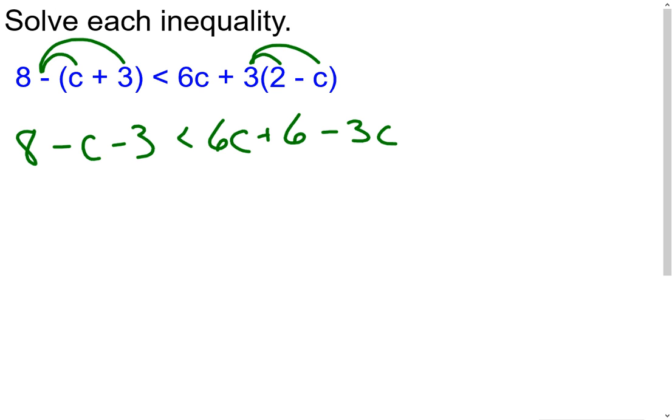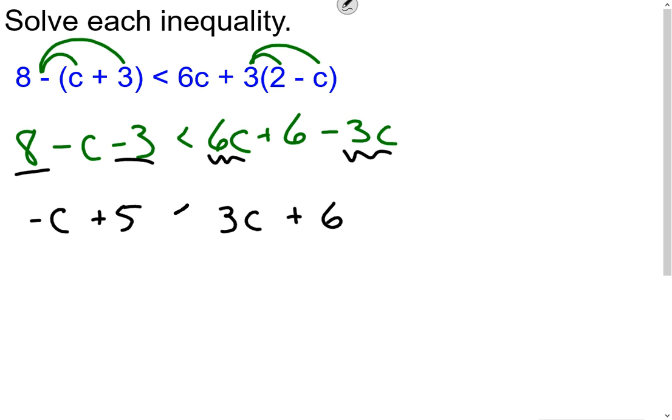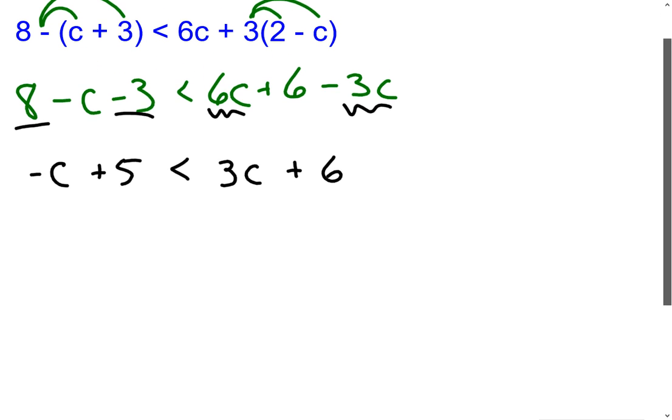Now I'm going to put my like terms together on each side. I'm going to bring the c first, and then I'm going to have +5, because these two are going to go together. On this side, I'm going to have my c's, or like terms, so I'm going to end up with 3c and then plus the 6. I didn't do anything to either side other than simplify, so my inequality sign is going to stay as is.